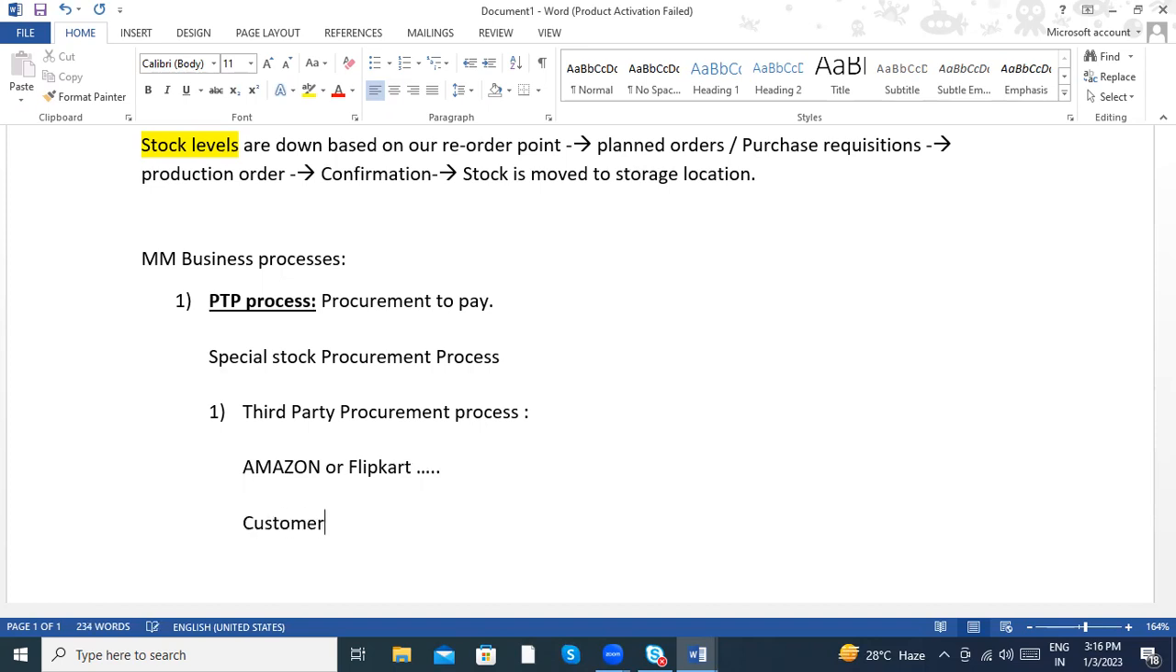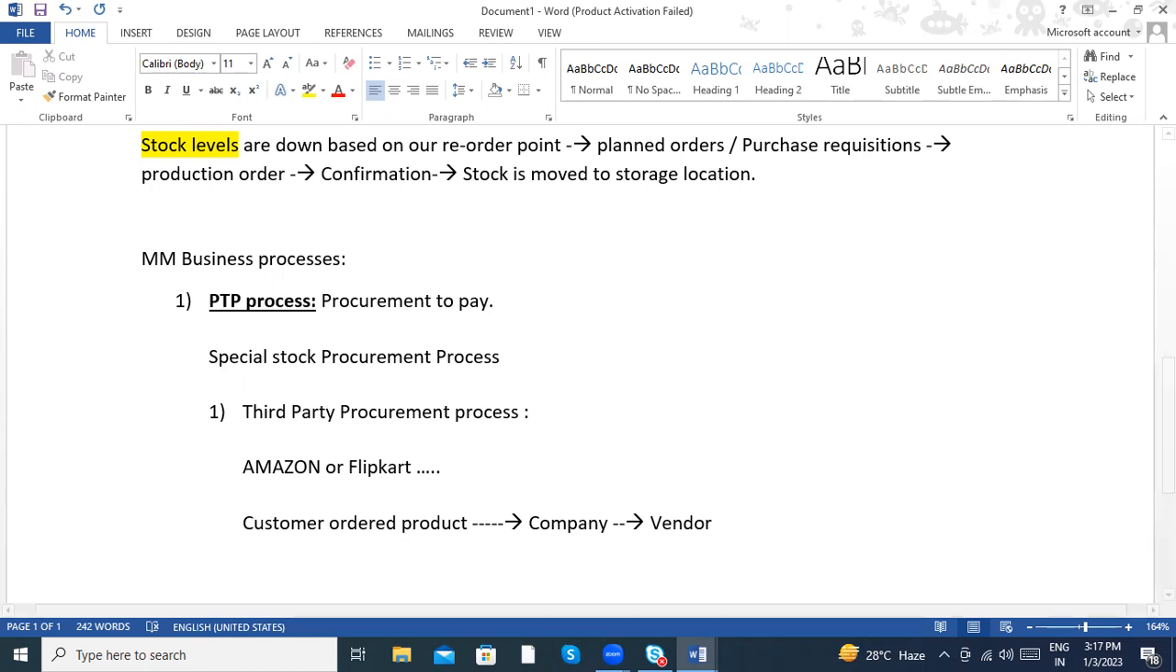The customer orders the product from the company. The company doesn't have the stock, let's assume. So they are doing a trading kind of business process. They will immediately inform the vendor, boss, I got this customer order, so please prepare and dispatch these goods from your location. So the company directly informs the vendor.